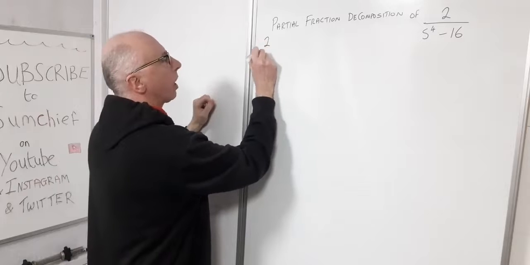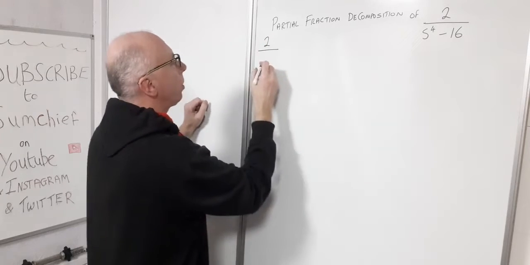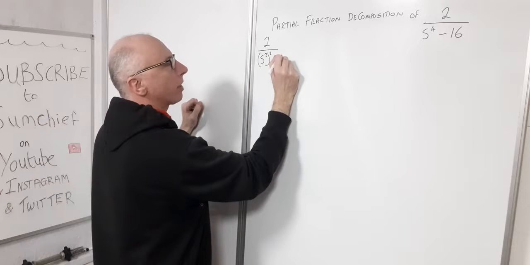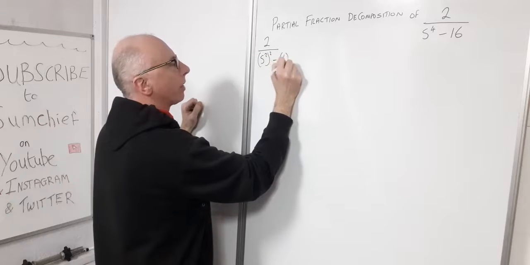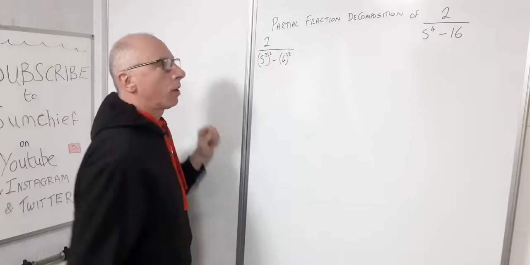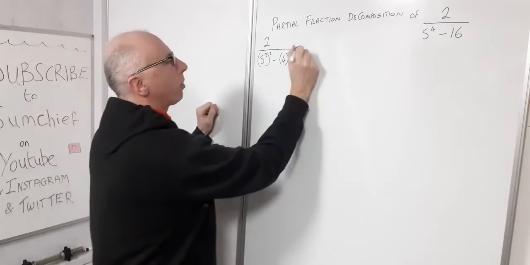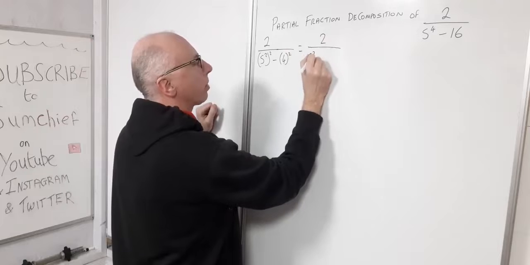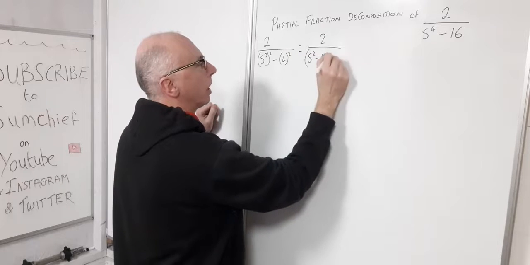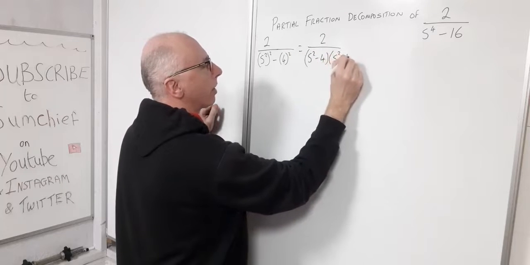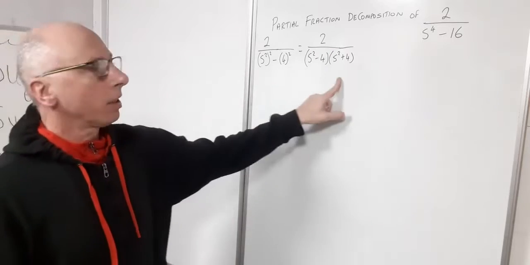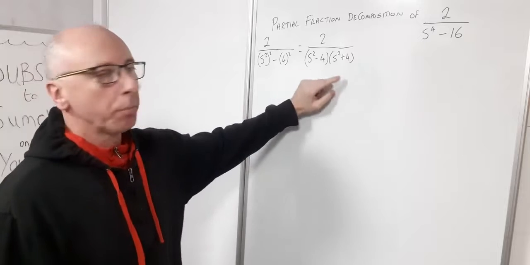So we've got 2 over s to the 4, so that will then be s squared minus 4 squared. So that will be our difference of two squares. So therefore we can write this as 2 over s squared minus 4 and s squared plus 4. So that's our first look at breaking this apart.